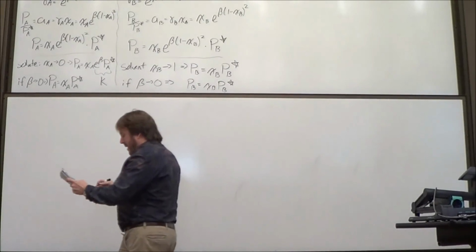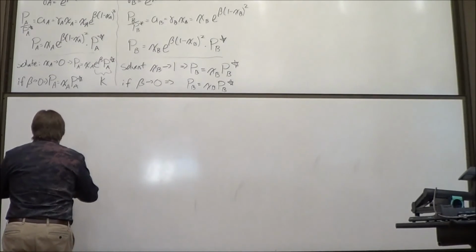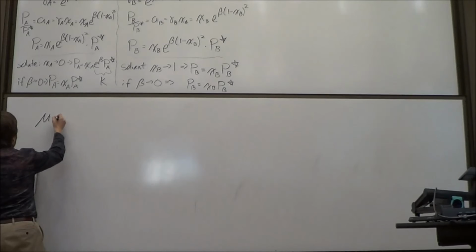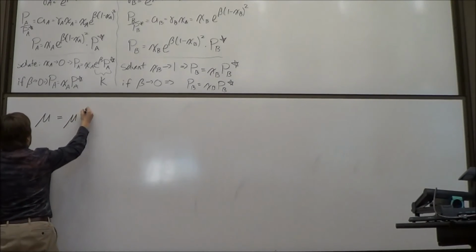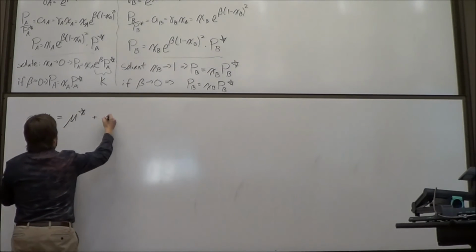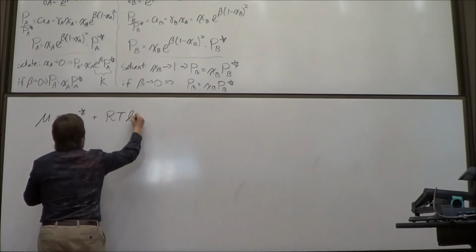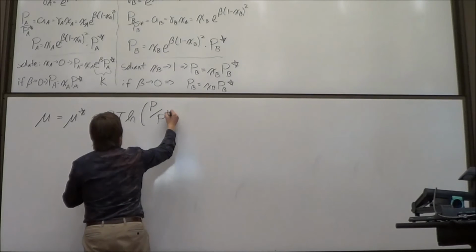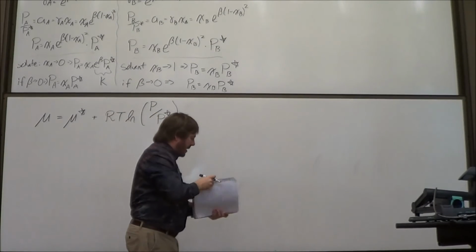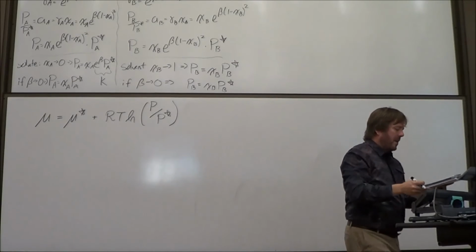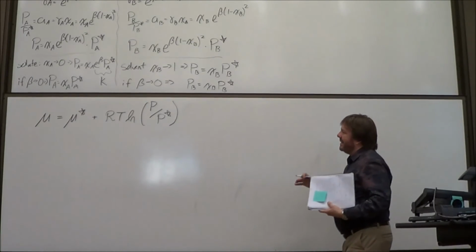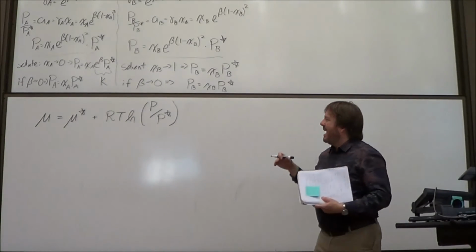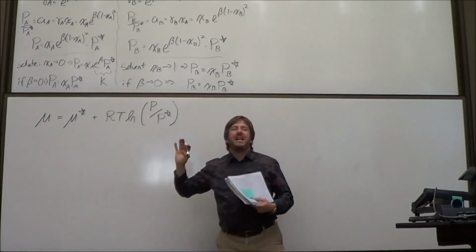And what I found was, knowing that, let's not worry about whether it's A or B. RT ln of the partial pressure over the pure partial pressure. So I'm not trying to stipulate whether you're A or B or anything, just because I don't want to. Okay, so I was looking at this, and as much as this seems like kind of whatever, I actually found it has a really neat use.